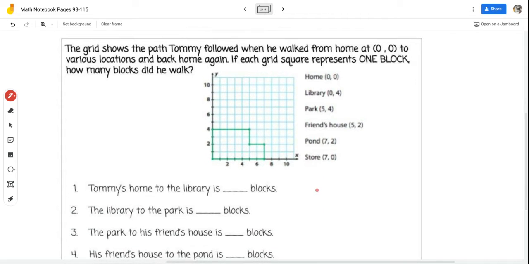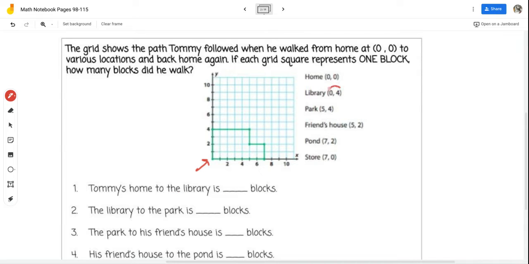I'm going to scroll down a little bit so that we can read this whole thing at the top. It says the grid shows the path Tommy followed when he walked from home at 0,0, the origin, to various locations and back home again. If each grid square represents one block, how many blocks did he walk? All right, so we're going to start here. The origin. This is where he's going to start. So Tommy started here.